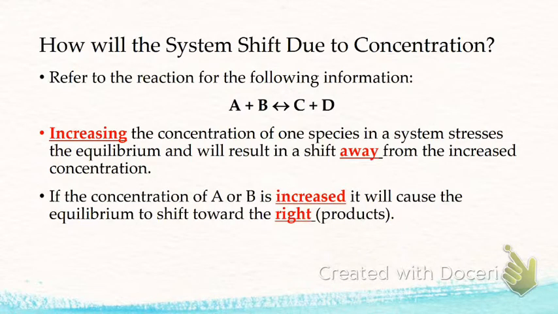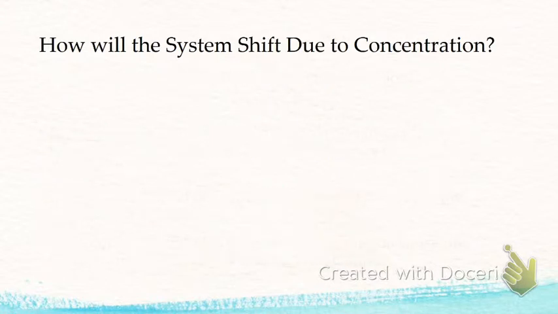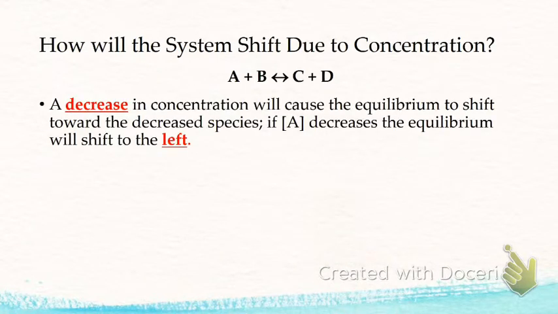Okay? One way that it will often show decreasing is instead of saying it decreased the concentration, it might say I removed some of one of the reactants or products. And so removing it is decreasing it. So in this case, if I increase A or B, it's going to shift away from it, so it's going to go to the right. If I increase C or D, it's going to shift away from it, so it would shift back to the left. But we need to know the opposite. If I'm decreasing, it'll shift toward it. Okay? So far, so good?